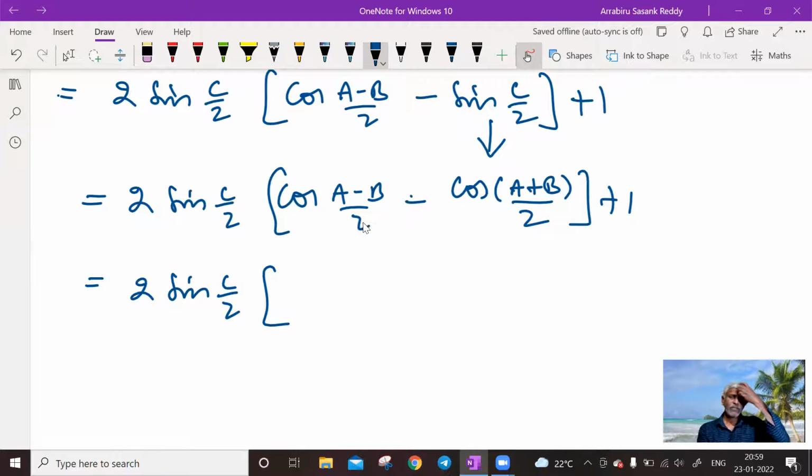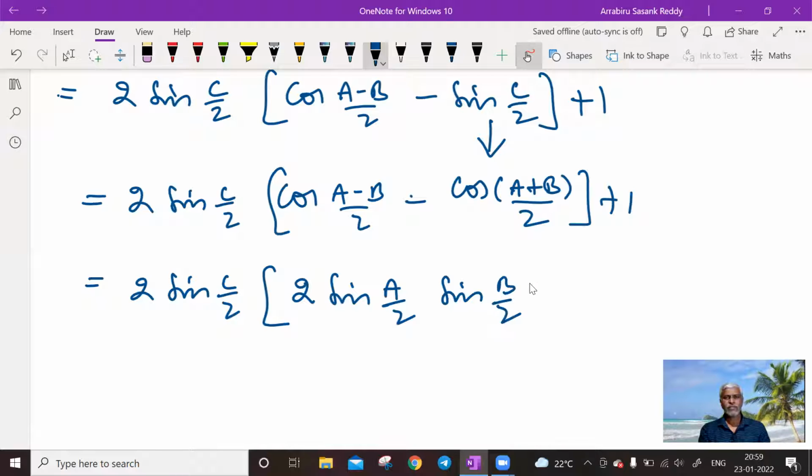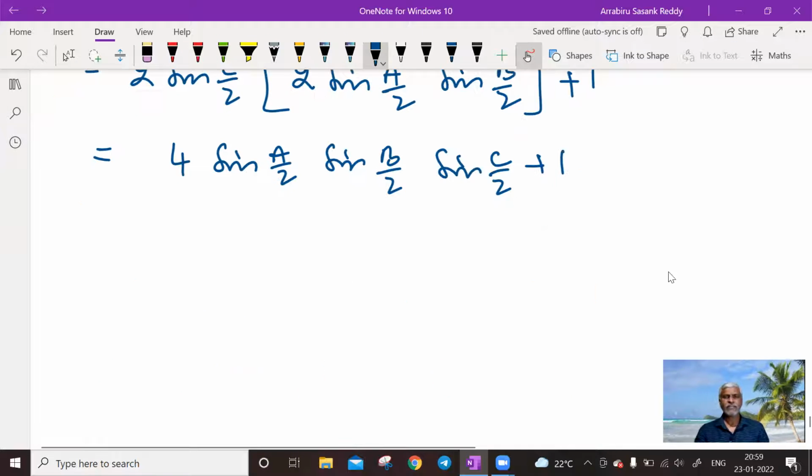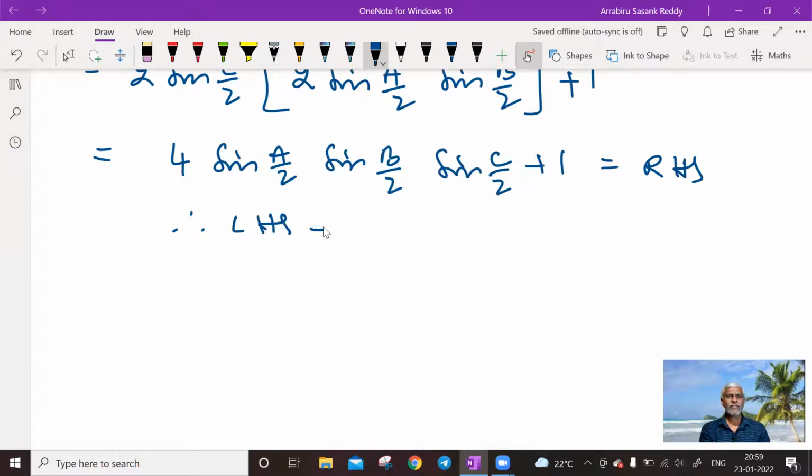This is the difference of two cosines, cos a minus b minus cos a plus b, which is 2 sin a sin b. Here, since the angles are a by 2 and b by 2, it becomes sin a by 2 sin b by 2. Multiplying 2 into 2, 4 sin a by 2 sin b by 2 sin c by 2 plus 1. So this is the required answer, RHS. Therefore LHS is equal to RHS, hence it is proved.